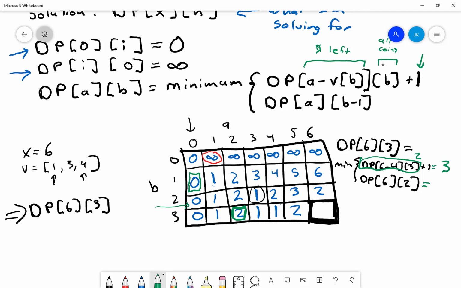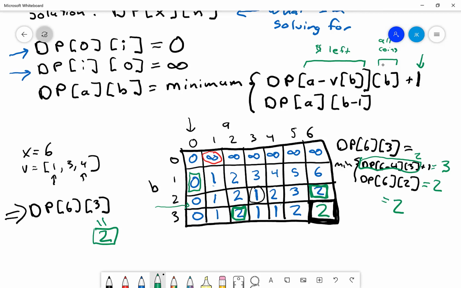The other option is 6, 2, which we figured out before. And that had the value 2. And so this is going to be 2. And so the answer out of all of this is 2. So what we end up filling in our final square is 2. And that means that we can make change for $6 with denominations 1 through 3 with 2 coins. So that's a pretty complete example of how this works.